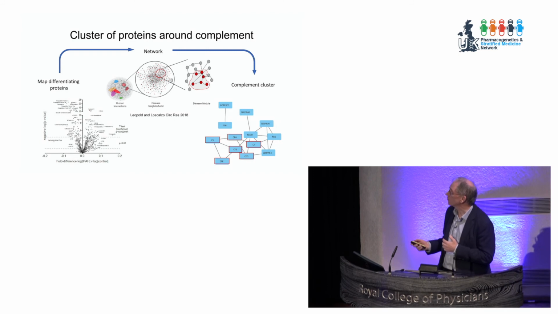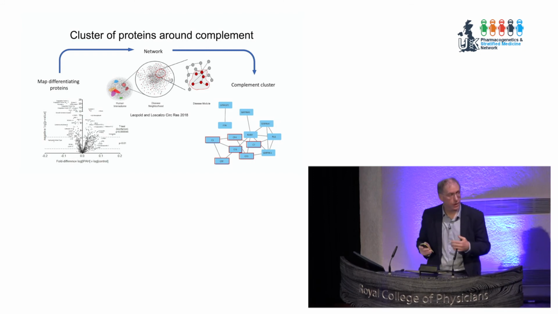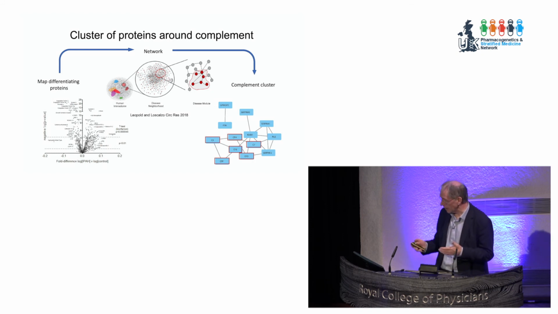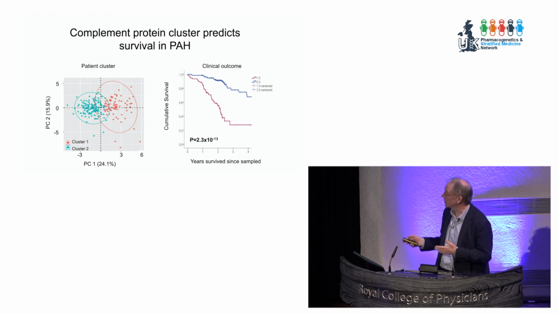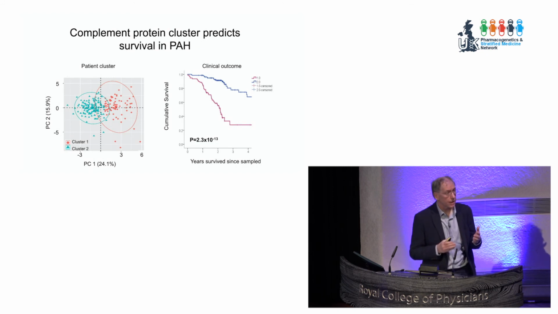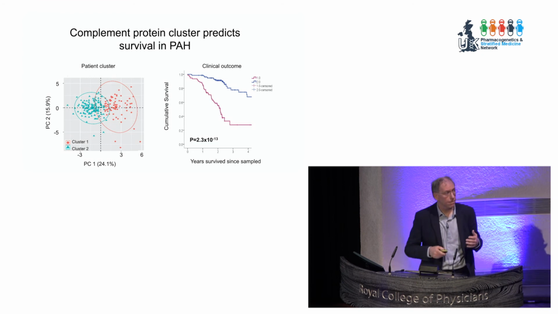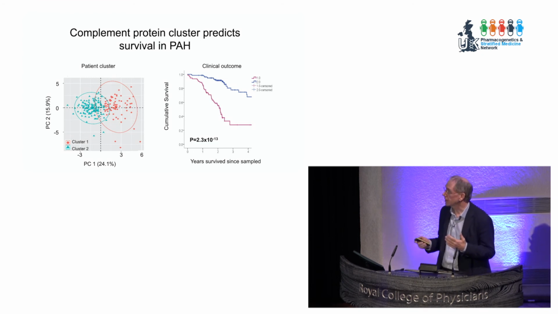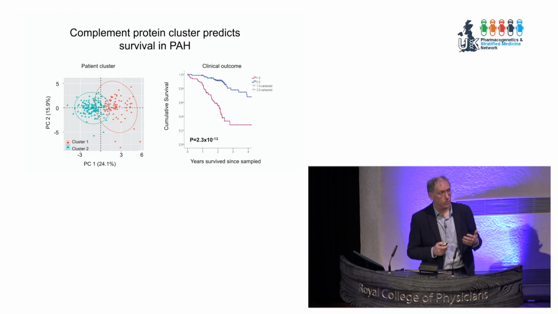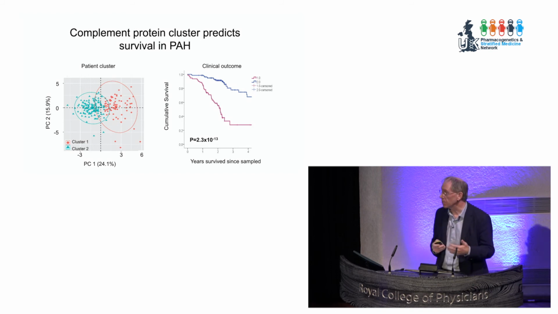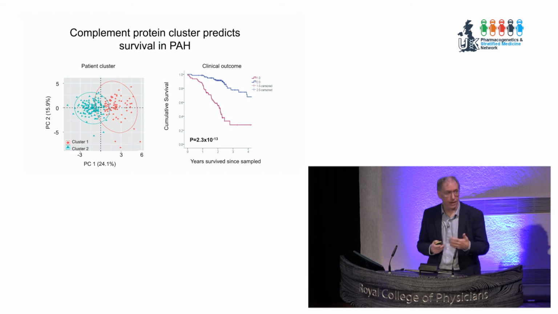And one of the clusters that's fallen out of that is a complement cluster, which speaks to the complement alternative pathway. And if we look at how those clusters map onto our patient cohort, they appeared to identify 2 patient groups with different survival trajectories, lending, if you like, perhaps some biological context and biological importance to this cluster analysis.